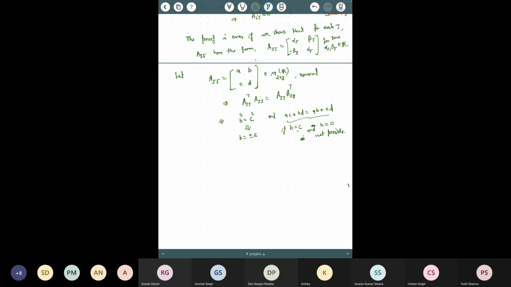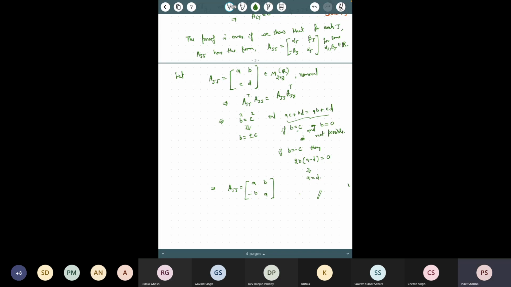Now if B equal to minus C, then from this expression here we have 2B(A minus D) equal to 0. And we have already seen that B cannot be 0. So this implies that A is equal to D. But that means AJJ is of the form A, B, minus B, A for each J, and we are done.